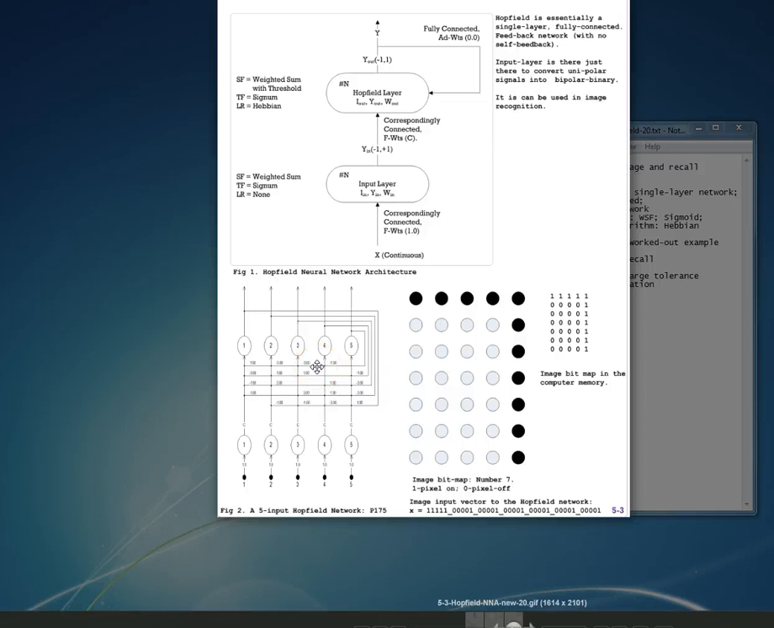Now what we will do is look into an example of how to obtain the network. The best way to do that is to go through an example of how a network is created, how it is trained, and how it is going to be used in recall.